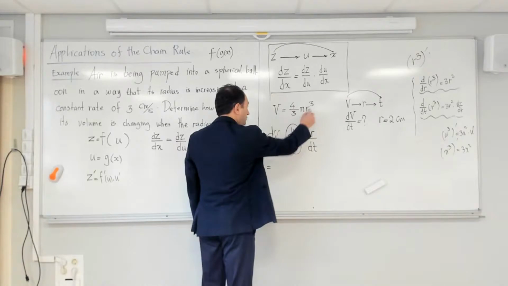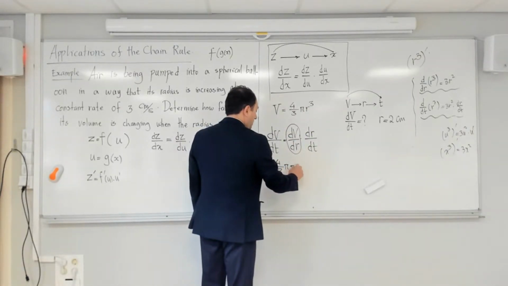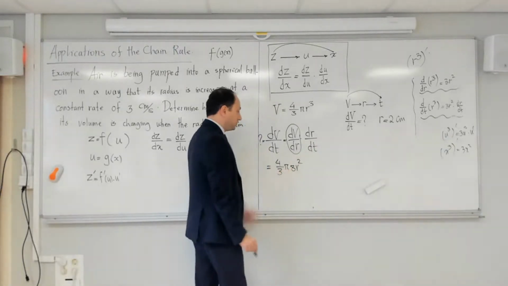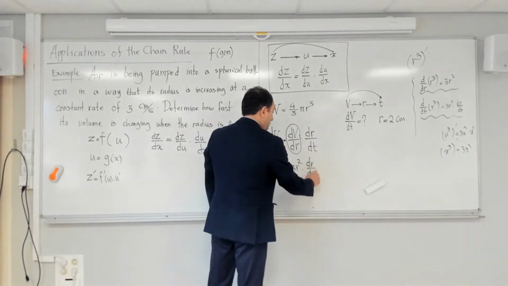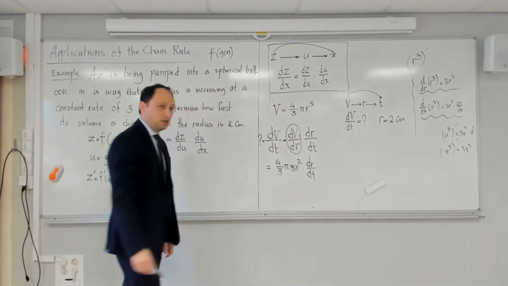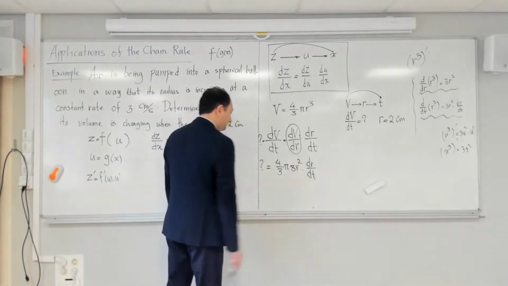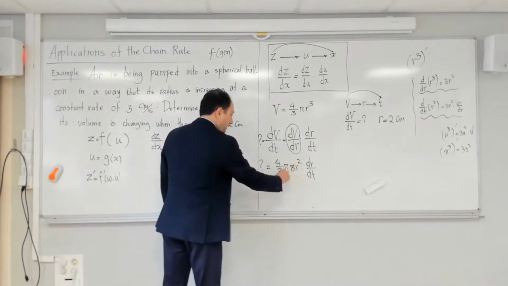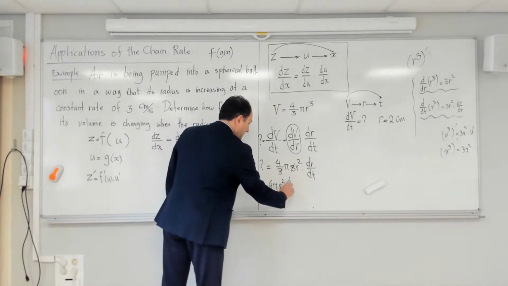So this becomes 4 over 3 pi, and then I have 3r squared. Don't get confused. But then remember that you have a dr/dt. You don't need to remember, because if you write the formula in front of your eyes, you immediately see that you have to write dr/dt at the end. So this is your question mark. Let me simplify this. The question mark becomes 4 pi r squared dr/dt.